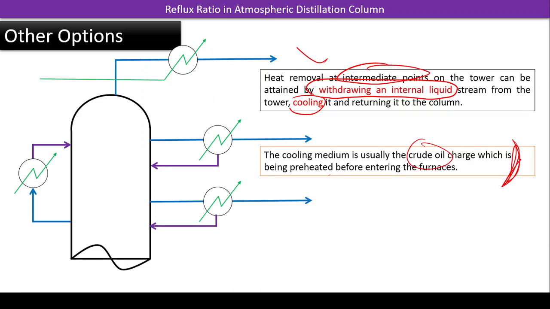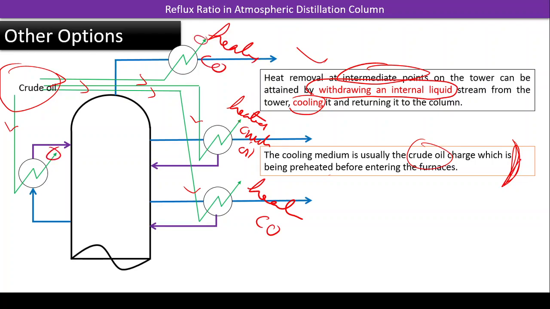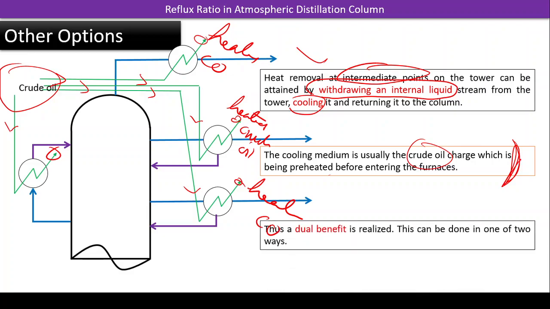For example, all these streams are crude oil. So crude oil is sent into all these condensers where it has to be heated. Now this inlet temperature is lower, and this is the heated crude oil. In this way we can collect all this crude oil at a higher temperature. So we can say a dual benefit is realized: one benefit is heating the crude oil, the second benefit is maintaining the heat balance within the reflux.